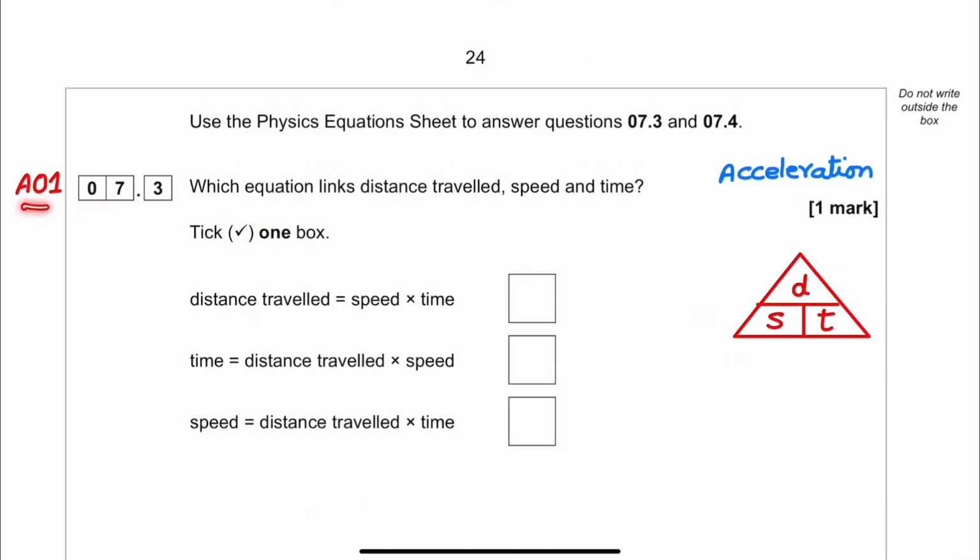7.3 is an AO1 question, and this question is again related to the formula. Which equation links the distance traveled, speed, and the time? The student can use the equation sheet to find the relationship between the distance traveled, speed, and the time. From our triangle formula, we know that distance is equal to speed into time.